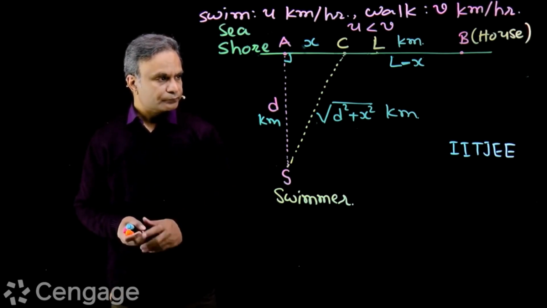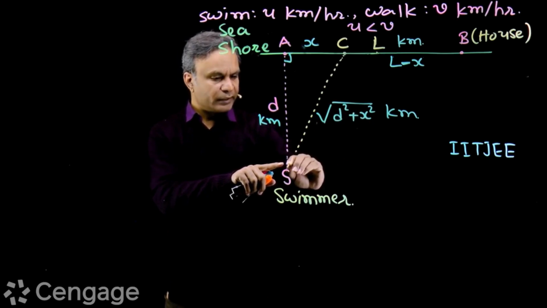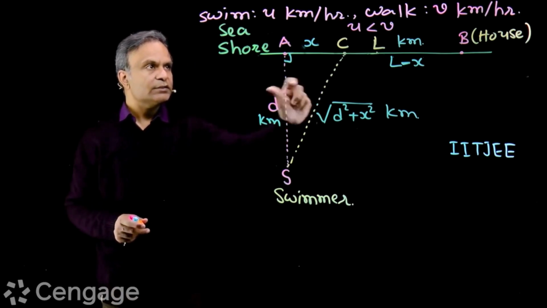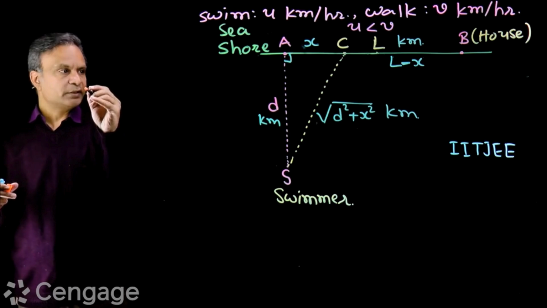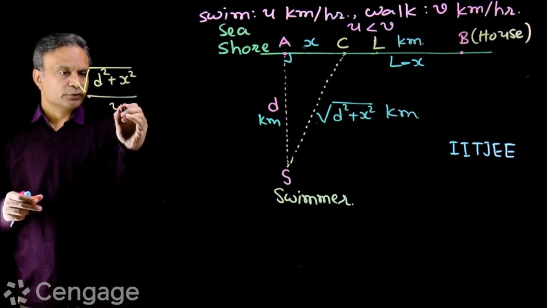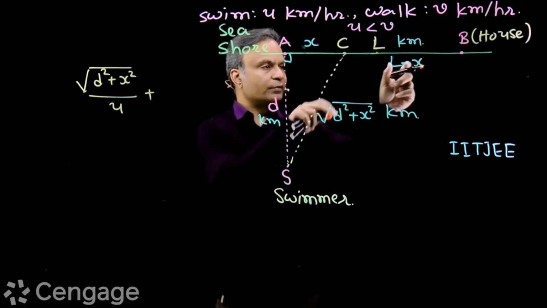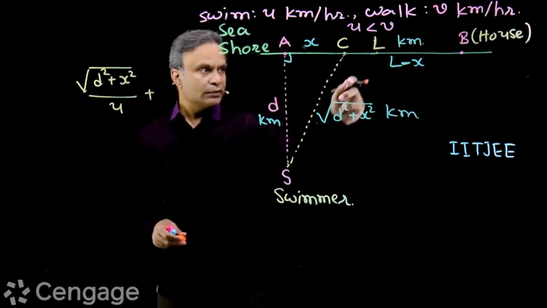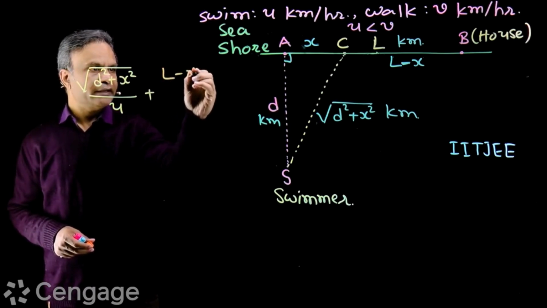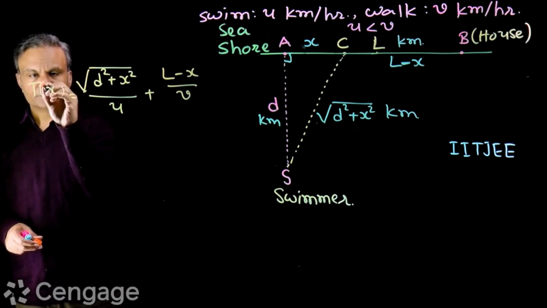कैसे आएगा वो function? It's simple. We have speed of swimming u, okay, then time taken by him to reach from this point to this point will be distance upon speed, okay. So time taken will be root d square plus x square over u plus time taken by him to reach from this point to this point will be L minus x over v, okay. Speed of walking is v, so time taken will be L minus x over v. This is function of x, this is time function T(x), okay.